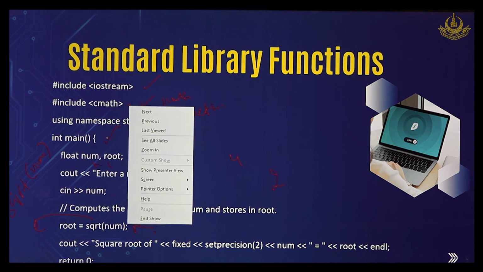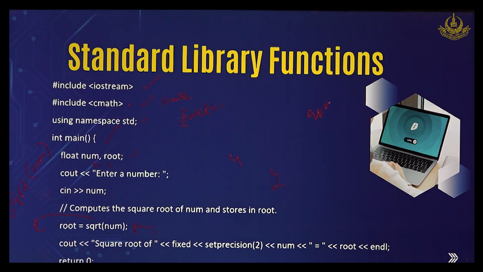The signature of the function would be something like this. They have defined a specific float type of function, and it is also returning a float type. So that is how the signature of this particular function would be in the cmath library.